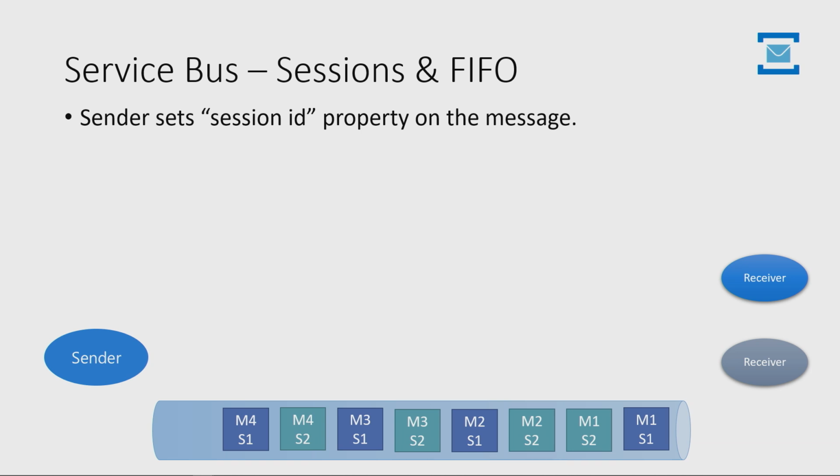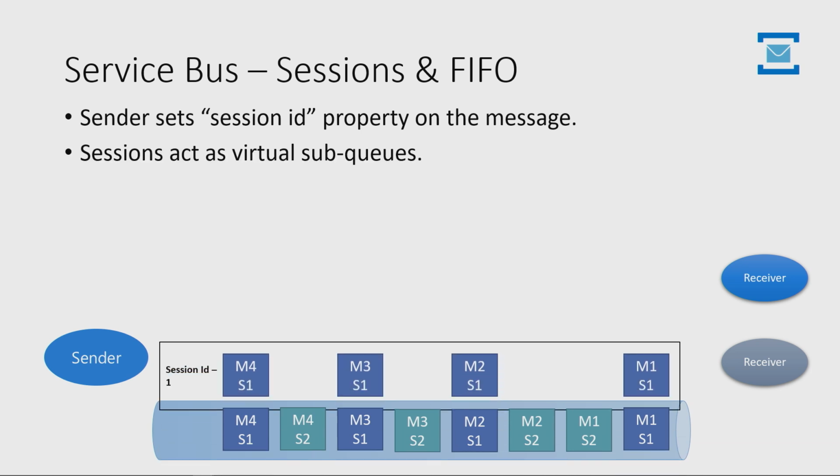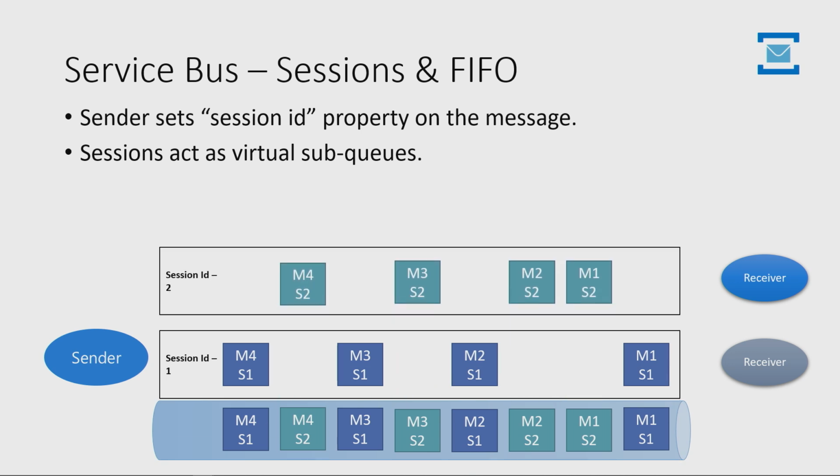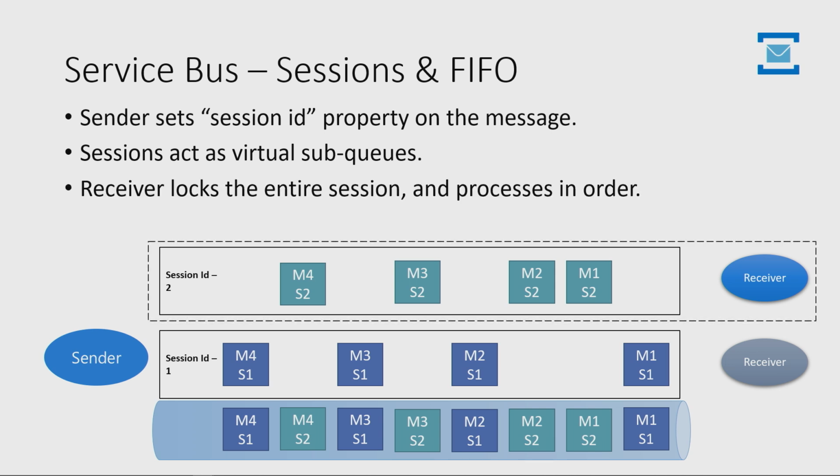What it's actually doing on the back end, it's creating two virtual queues, right? One with session ID equal to 1, and the other one with session ID equal to 2. And now when the receiver comes in, the receiver can no longer say, I want to peek lock on a message. It has to say, I want to peek lock on the session itself. Which means the entire session is now blocked by the receiver. And now, since we have blocked it and it's in order, the receiver can start processing these messages in order, one after the other.